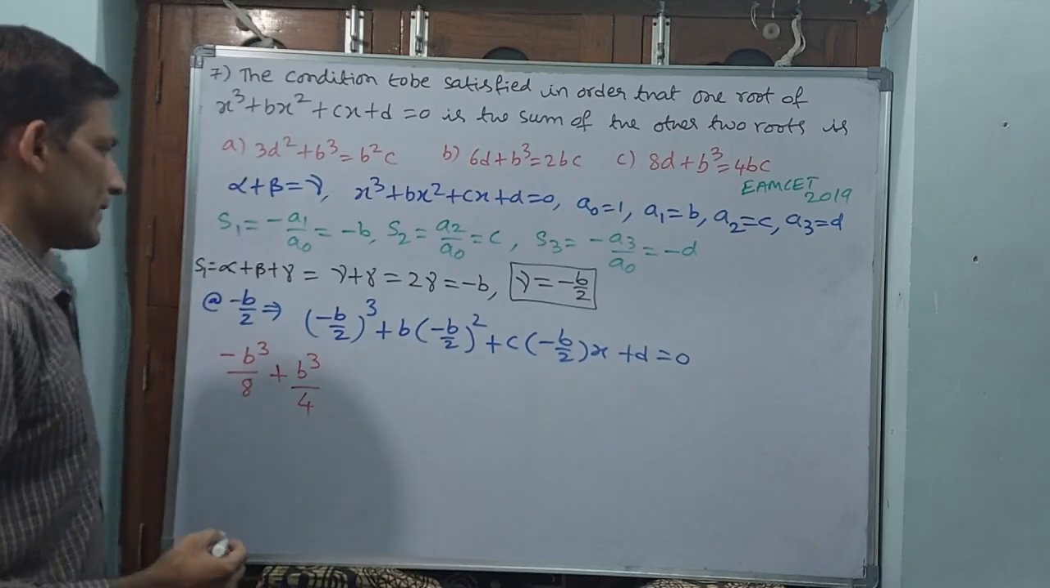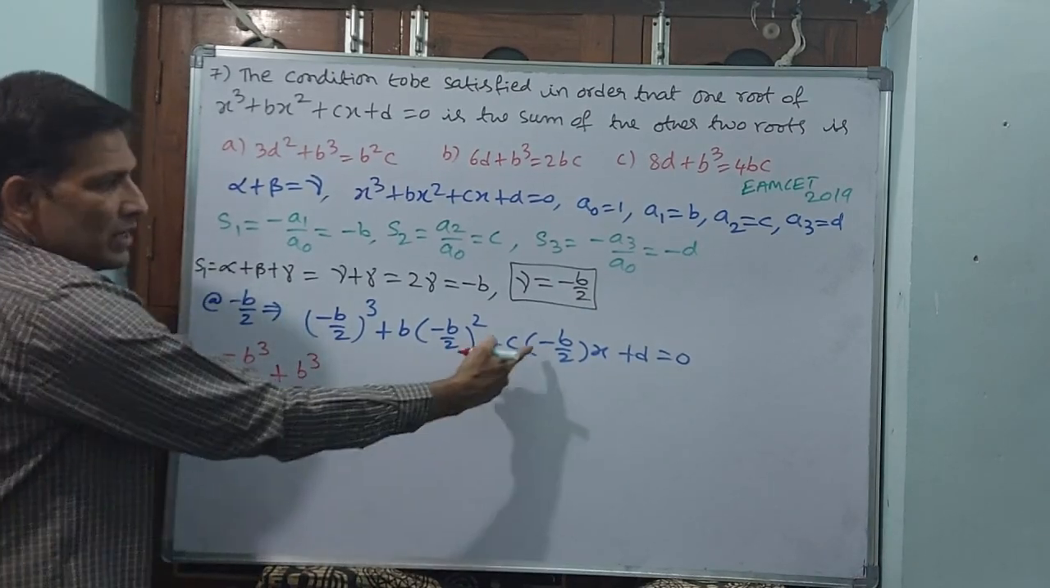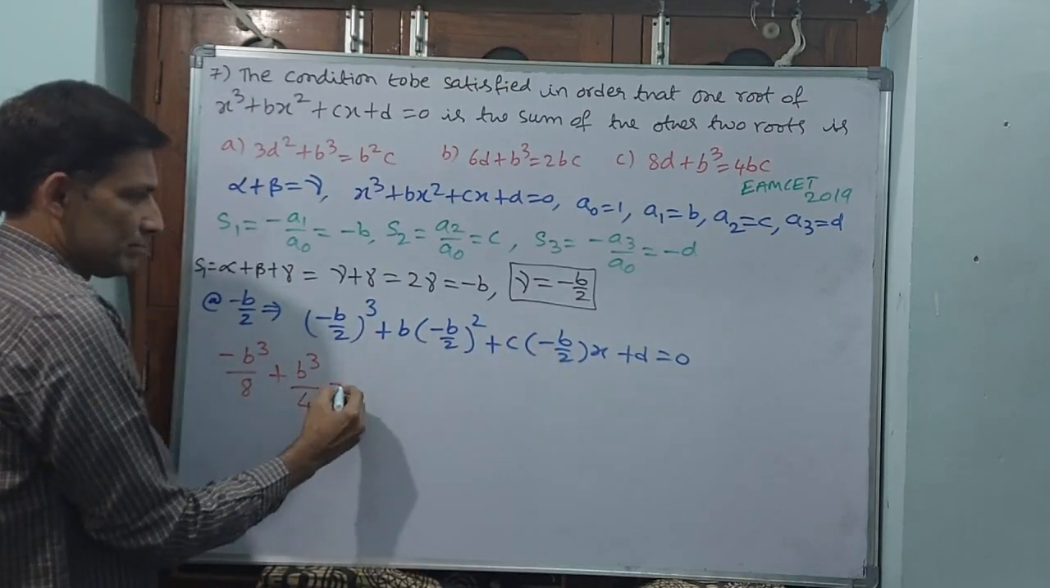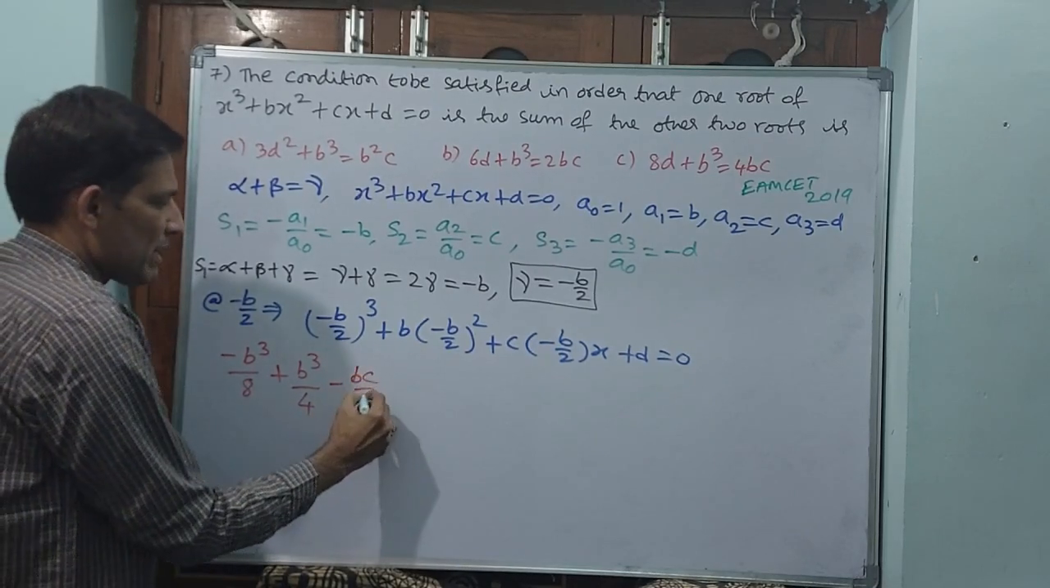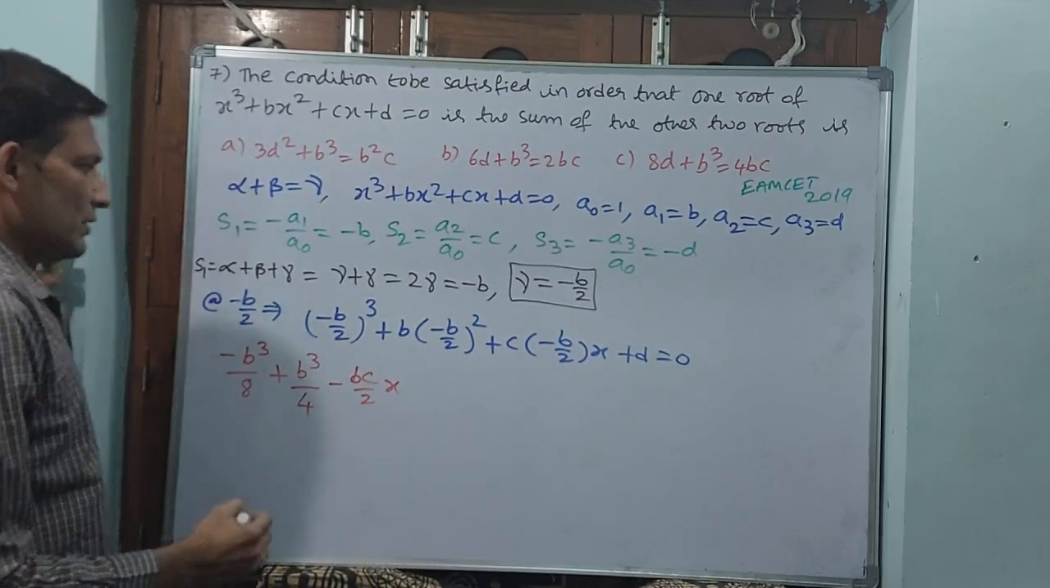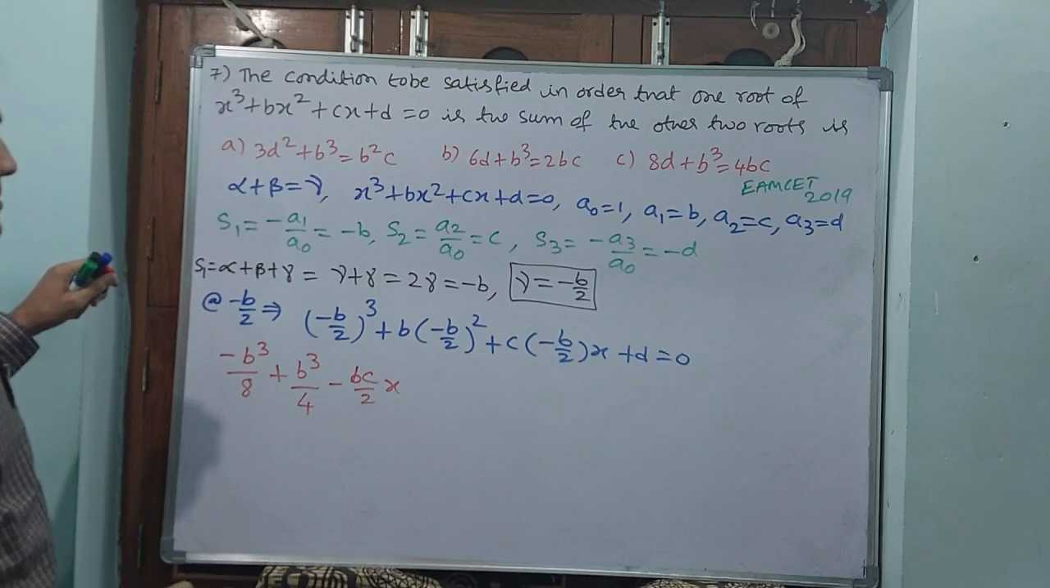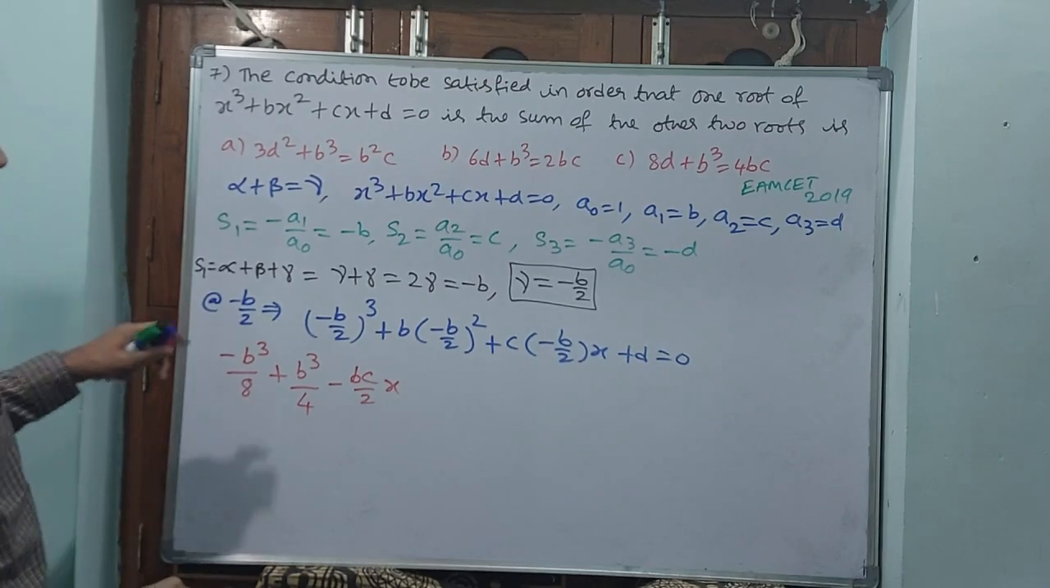Okay, now you see, minus bc by 2 into x. Wait a minute, x and all I have not.